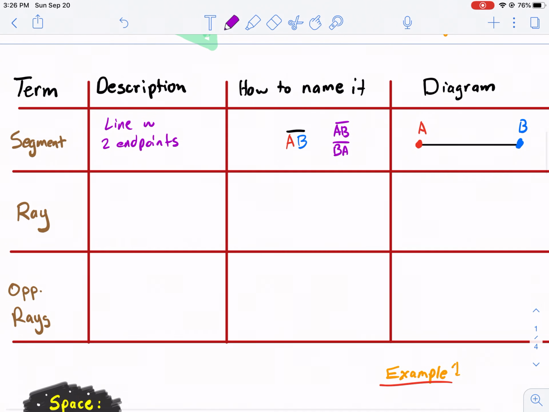A ray. So what are we going to do with a ray? Well, a ray is a part of a line. I don't like that part. It's a line with one endpoint. Okay, so now we only have one endpoint. What does that look like?